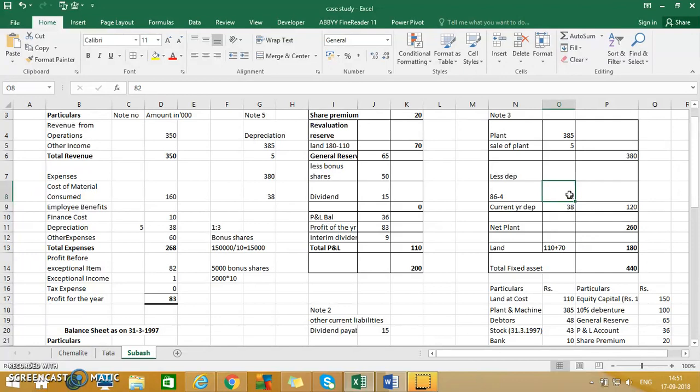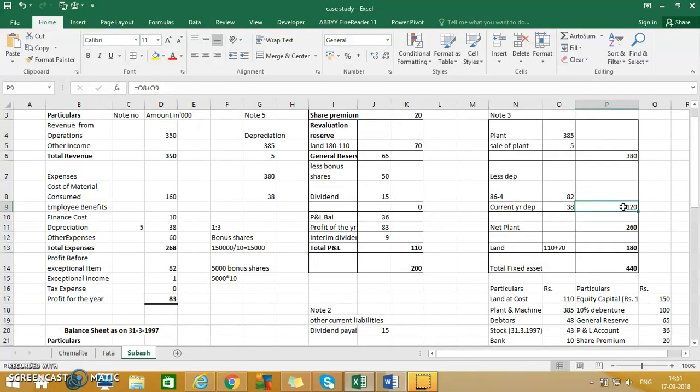82. So into this accumulated depreciation, whatever depreciation that has been charged in the current year has to be added. So 82,000, you add up the current year depreciation of 38,000. How did we get this 38,000? We have already calculated in note number 5. That 38,000 rupees has to be added to 82,000. So what's the total accumulated depreciation? 120.